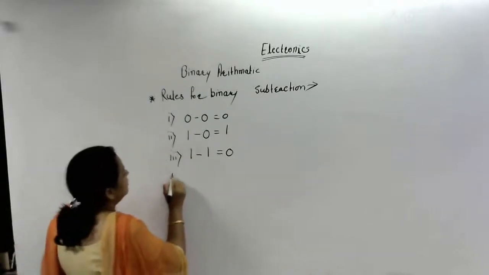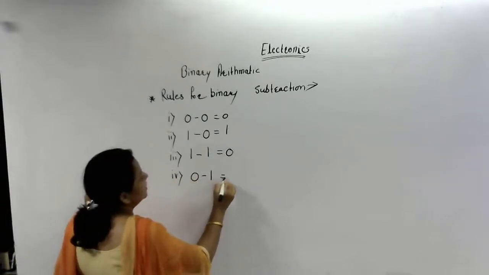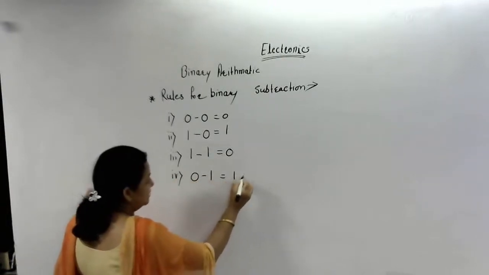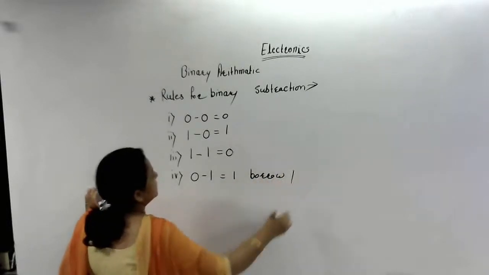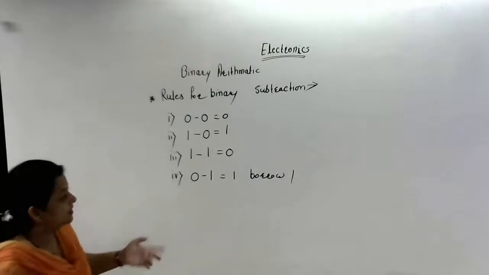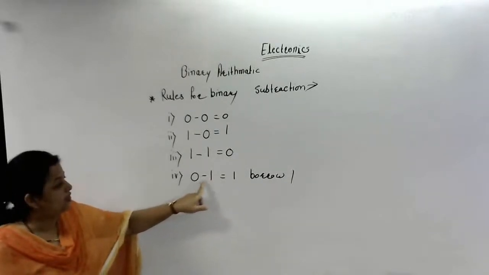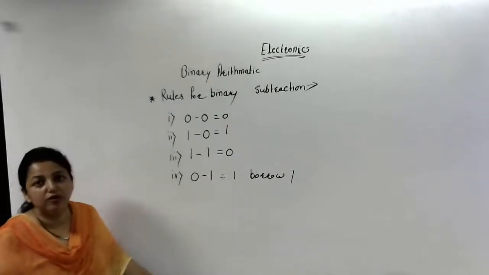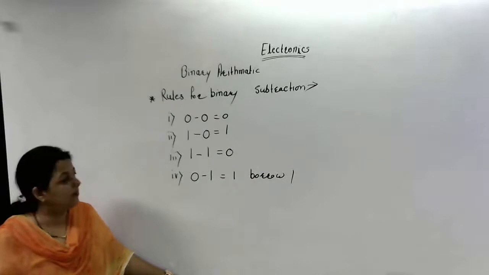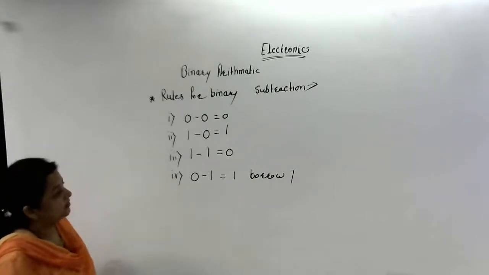But here the fourth rule is that 0 minus 1 equal to 1 borrow 1. 1 borrow करावा लागेल शेजारून, आपल्याला 0 मधनं 1 subtract नाही होणार. That's why 0 minus 1 says that the answer is 1 and borrow 1. Okay, so these are the 4 rules for binary subtraction.